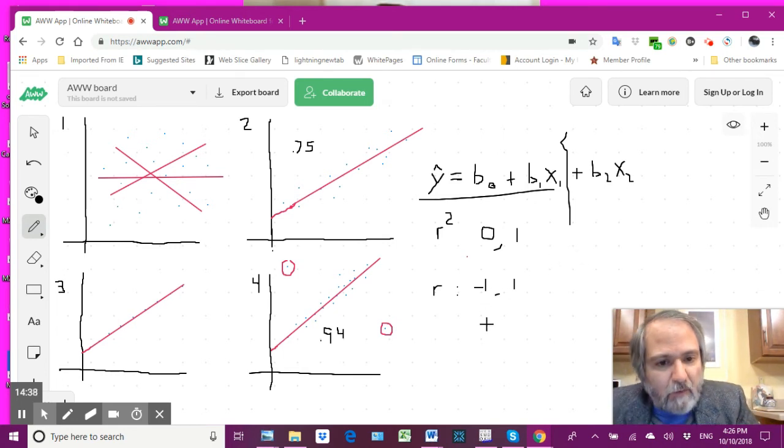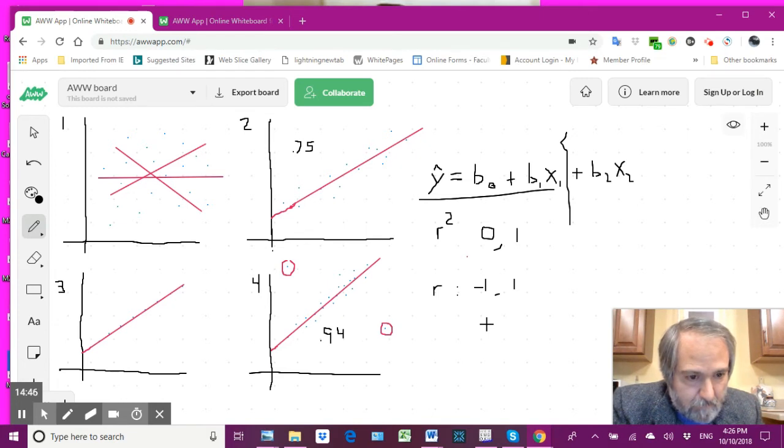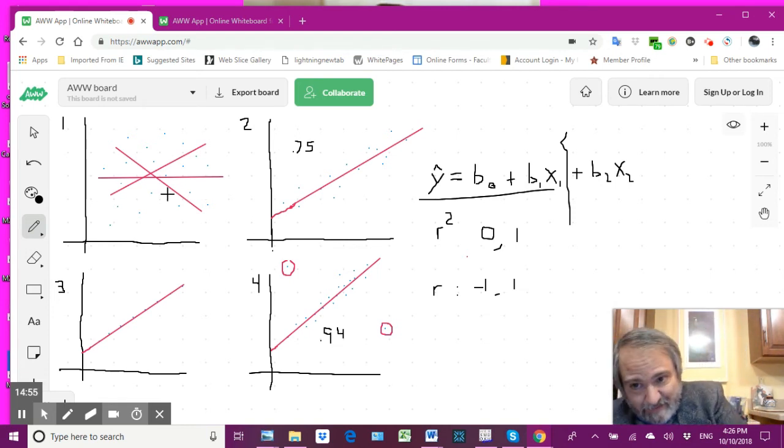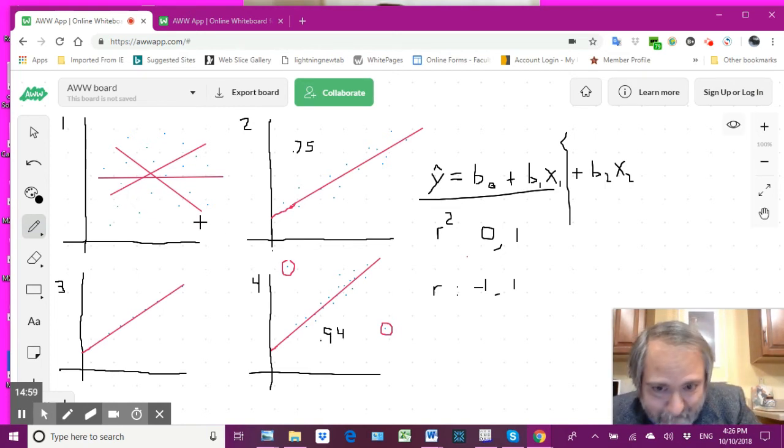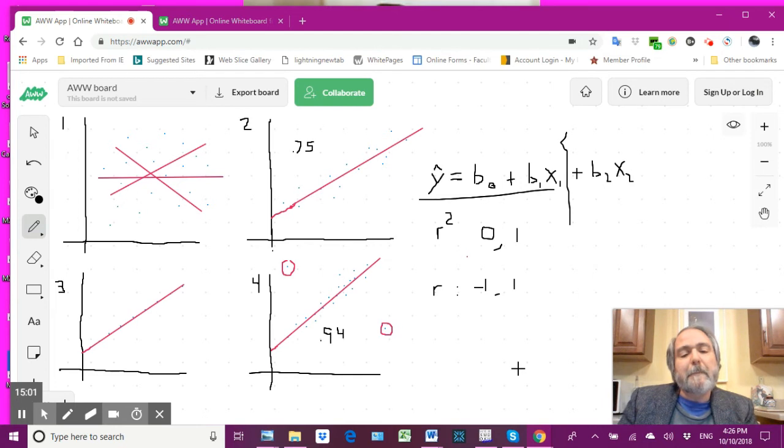A value of -1 tells us that the dependent and independent variables are strongly negatively correlated. +1 means they're strongly positively correlated. If you have an R squared of 0, that means there is no correlation at all. That's like this situation here. Okay.